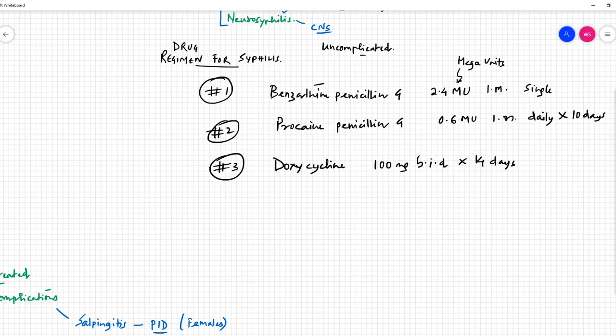So these are the regimen for penicillin. What we need to remember here is benzathine penicillin G. This is very long lasting. It lasts for about 2 to 3 weeks. It's extremely long lasting. It is the longest acting penicillin preparation. Procaine penicillin G is also long acting, but it has to be given on a daily basis. So it's once daily, OD.